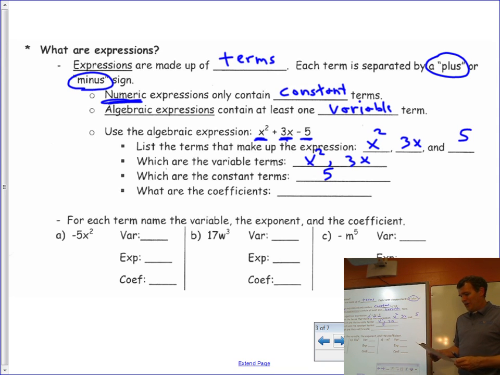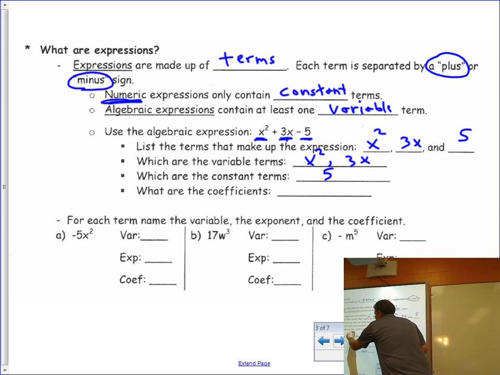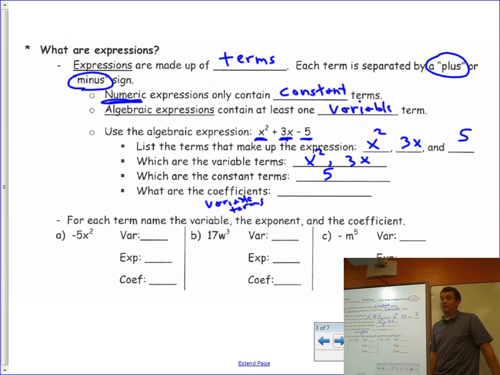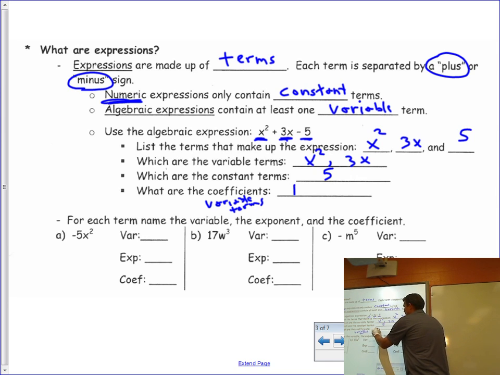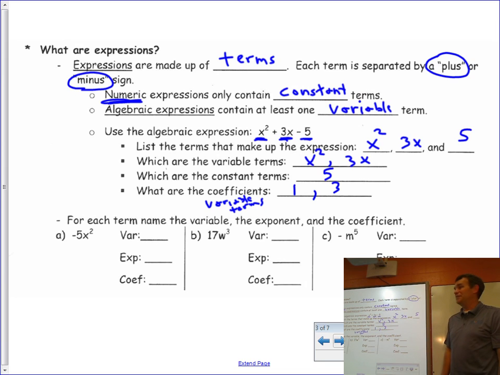And what are the coefficients? Well, coefficients are only on variable terms. Only variable terms have coefficients, and all variable terms have a coefficient. It's the number sitting in front of the variable. So in our case, the x squared has a coefficient. It's the understood or the invisible 1. And the 3x has a coefficient. It's 3. Those are our coefficients.